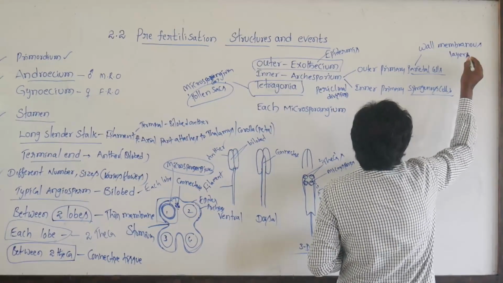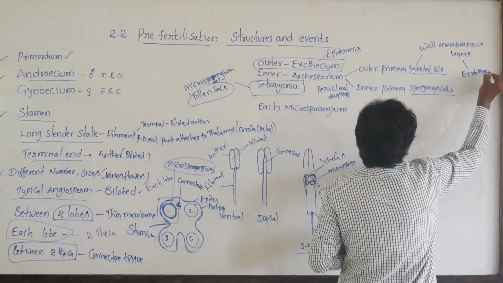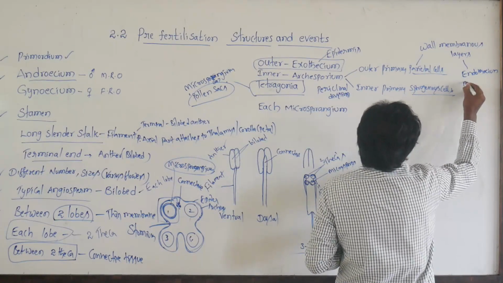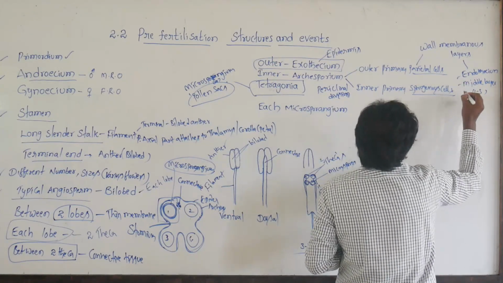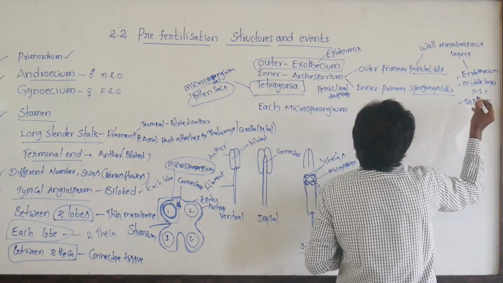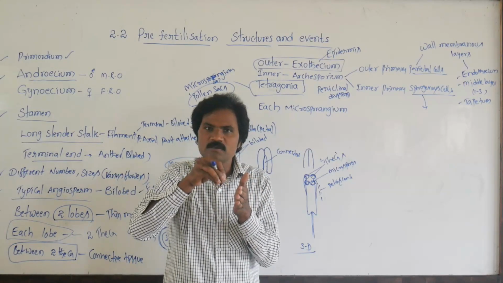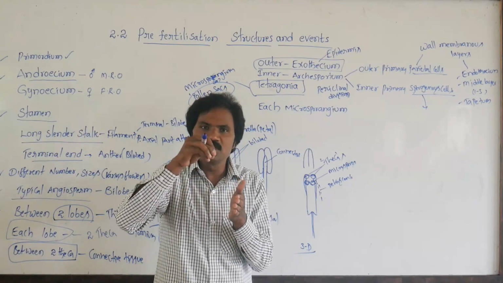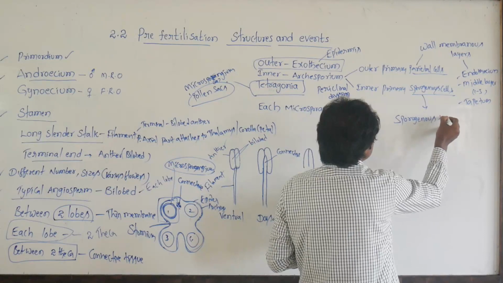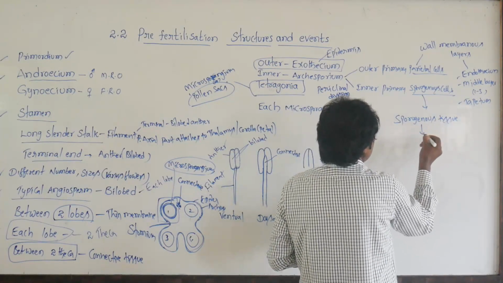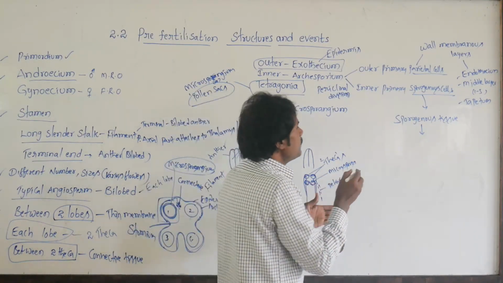What are these wall layers? They are the endothecium as well as the middle layers, that is one to three layers, then the tapetum. The sporogenous cells collectively form the central sporogenous tissue. Then this sporogenous tissue, that means a group of cells, differentiates or is converted into sporogenous mother cells.